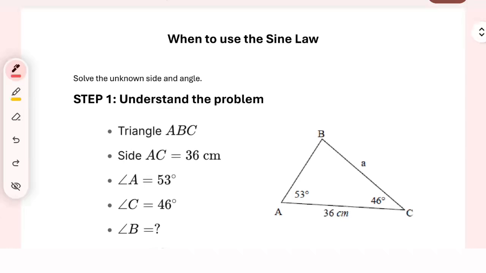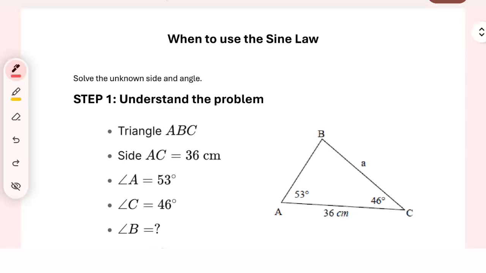But if it is a right triangle or a 90-degree angled triangle, then you can just use the SOHCAHTOA. Remember the SOHCAHTOA, our code of SOHCAHTOA? That code is used for a 90-degree triangle or a right angled triangle. But for those that are not right angled, then we will use either the sine law or the cosine law to solve for the unknown side or unknown angle.